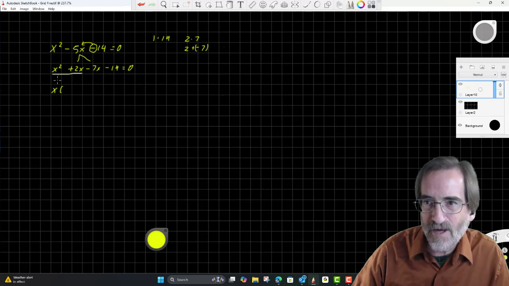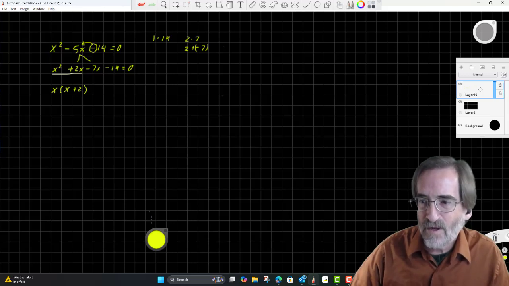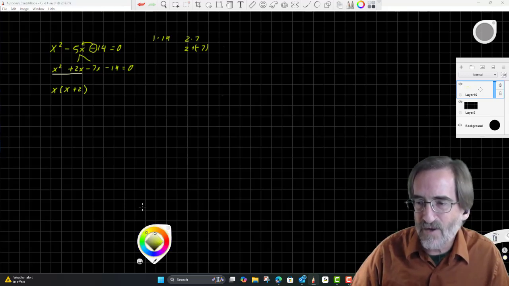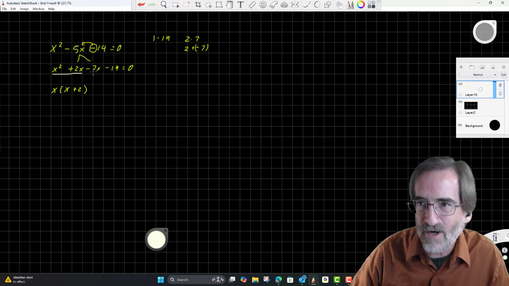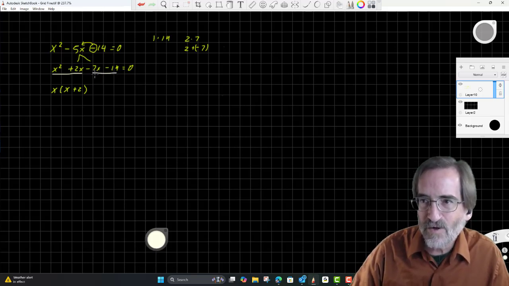And what's left? x squared divided by x is x. 2x divided by x is 2. And now I'm going to do the same thing with the last two terms. Remember, minus 7x is the same as plus negative 7x. So negative 7 and then 14.